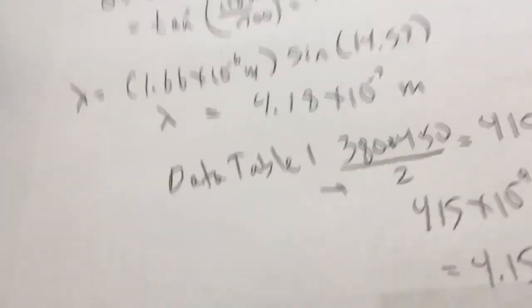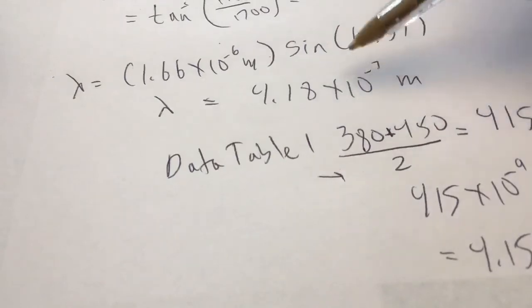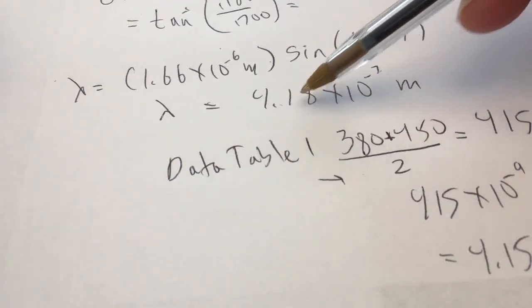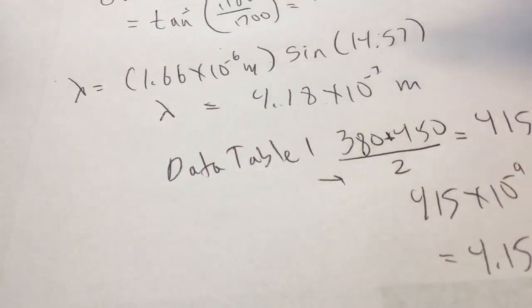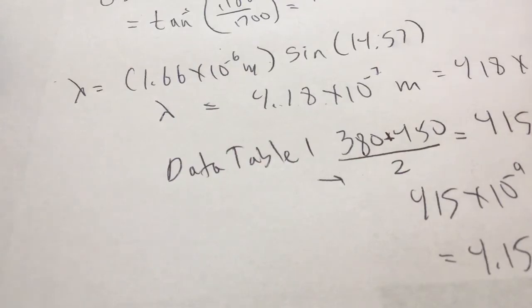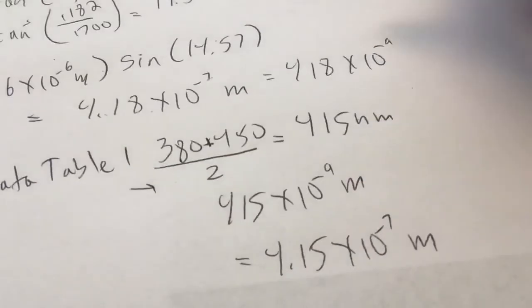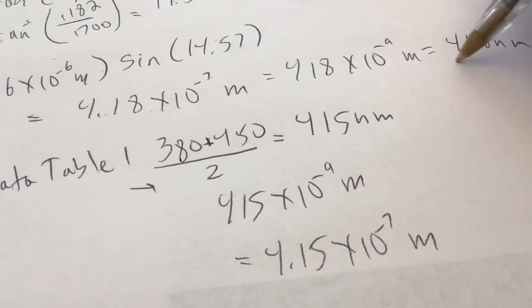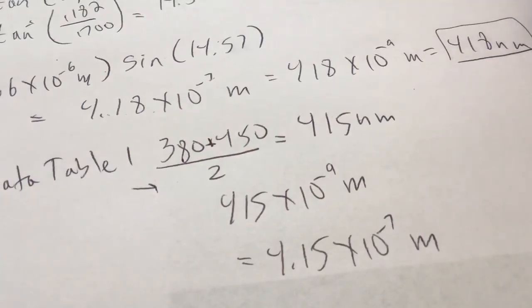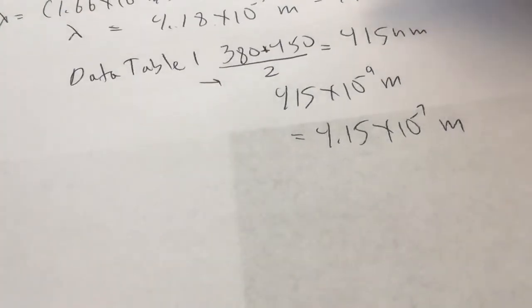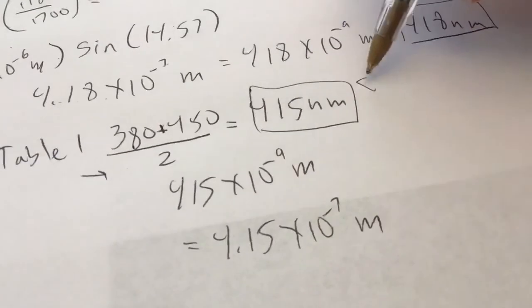So what we've done up here, we've calculated 4.18 times 10 to the minus 7. That's the same thing. If you move the decimal point over by 2, you have to subtract off 2 from the exponent. That's the same thing as 418 times 10 to the minus 9 meters, or 418 nanometers. So our experimental result is 418 nanometers. It should be 415 nanometers. So we got pretty close on those.